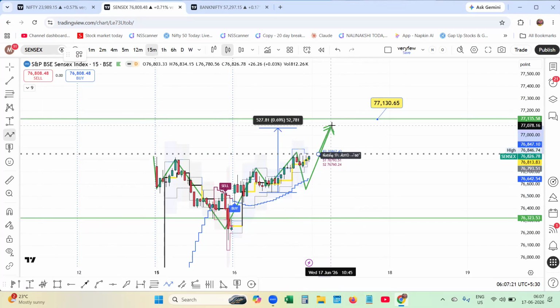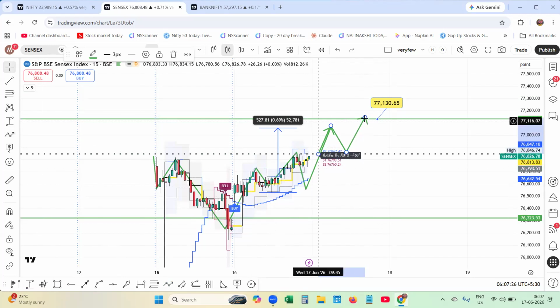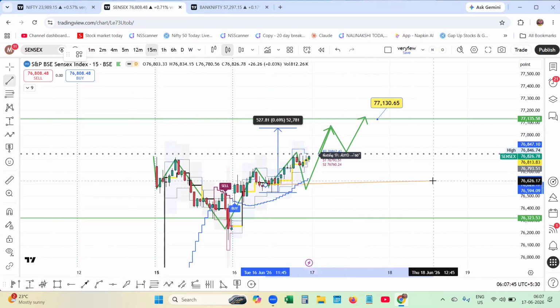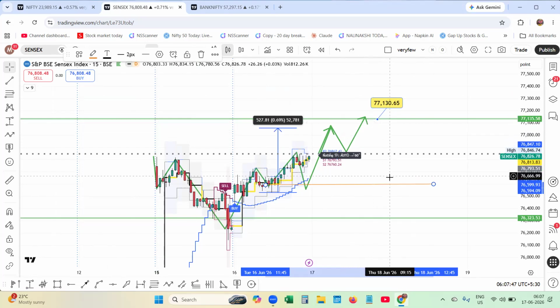This will be a breakout, retest, and reaching the target. The pattern may be like this for Sensex. The final target will be 77,130, and you need to watch for the support of 76,600 as a support for the Sensex. Target here and support here.